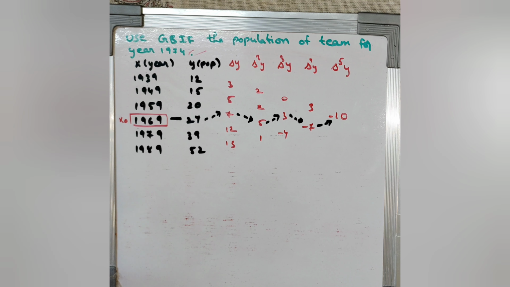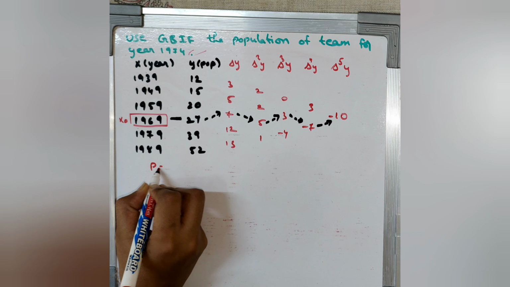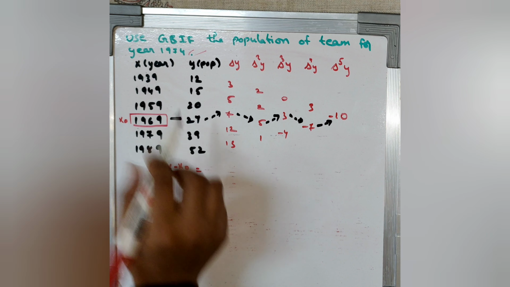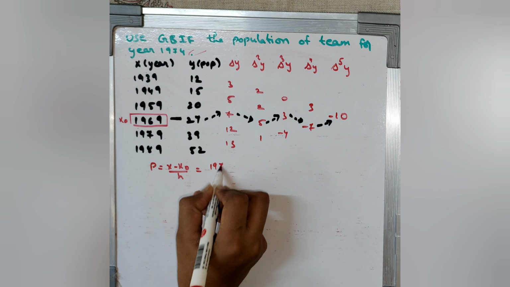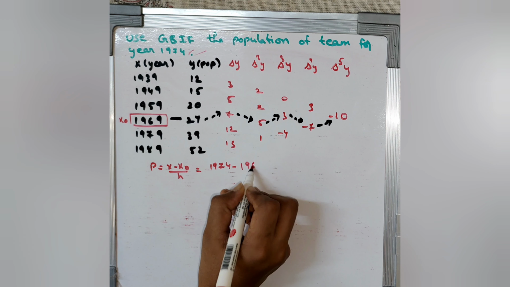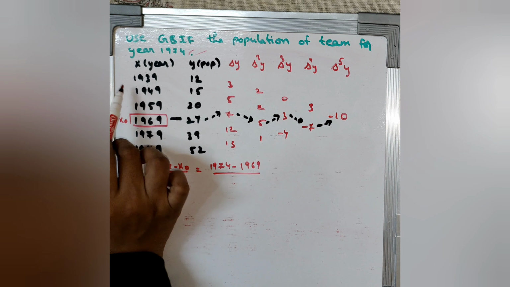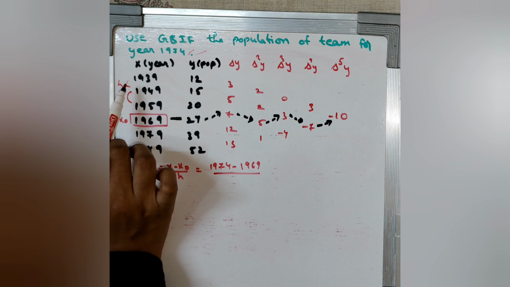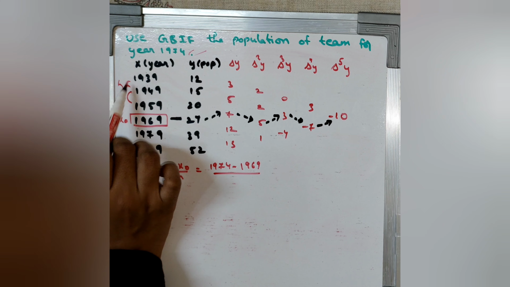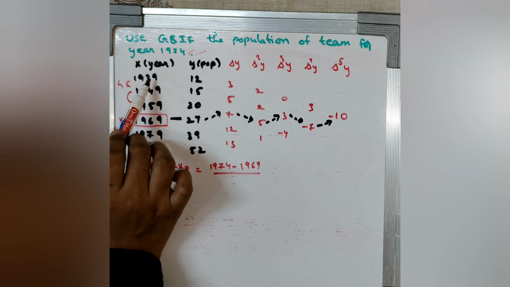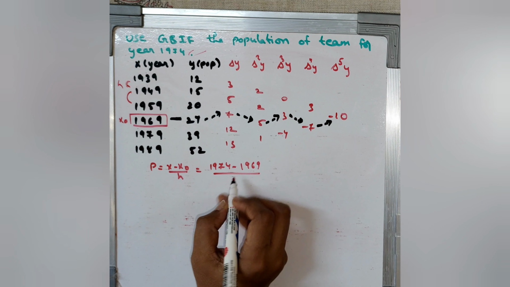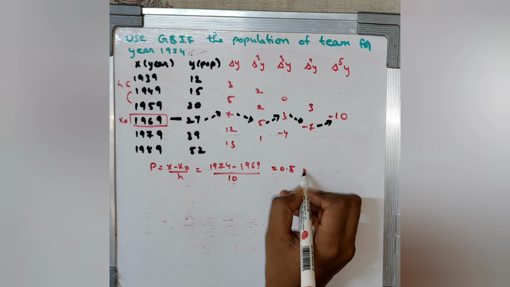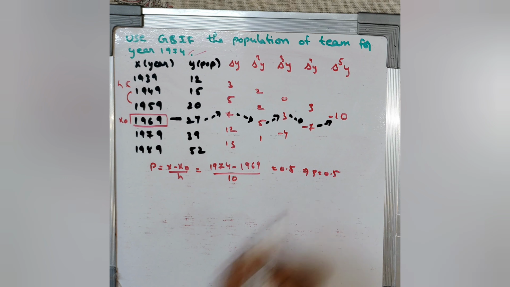Now what do you have to calculate? The p value, which is x minus x naught divided by h. Here the x value is 1974 and the x naught value is 1969. h is the difference between the x values, which are equally spaced, that is 1979 minus 1969, which is 10. The h value will be 10, so p is 0.5. The p value is 0.5.